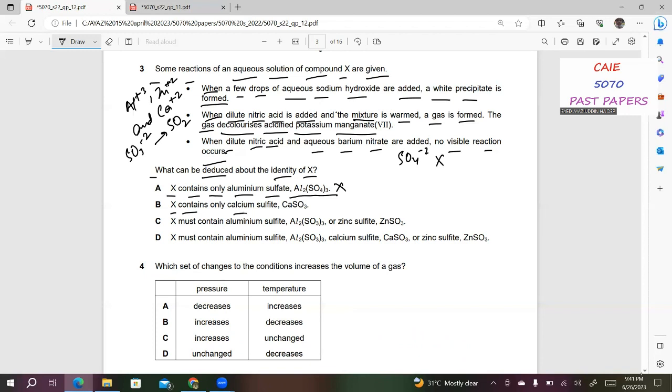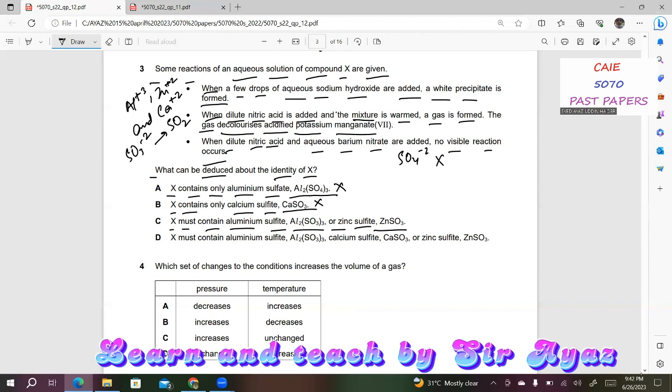X contains only calcium sulfite, CaSO3. Again wrong, because it's already written that the ions present in the aqueous solution are Al3+, Zn2+ and Ca2+. C. X must contain aluminum sulfite, Al2(SO3)3, or zinc sulfite, ZnSO3. This might be correct, but again, I can't consider this statement as the final answer. I have to look for the last statement in order to confirm my answer.